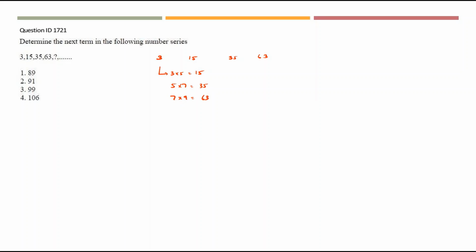So I have 3, 5, 7 in this order. So the next odd number will be 9 here, and here it is 5, 7 and 9. So the next one in the order will be 11. The next number will be 9 into 11, 99. Option number 3, 99 will be the right answer.